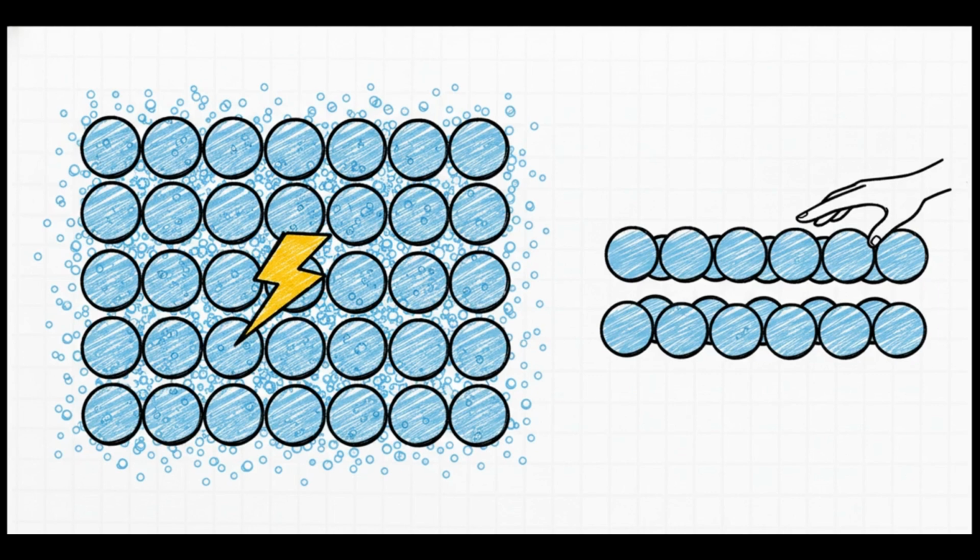Because the layers of positive ions can easily slide over one another without shattering the overall structure, metals are incredibly malleable. You can bend them and shape them. And because those delocalized electrons in the sea are completely free to move around, metals are highly conductive to electricity.